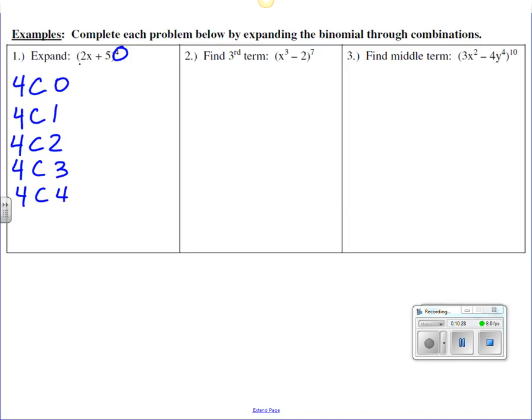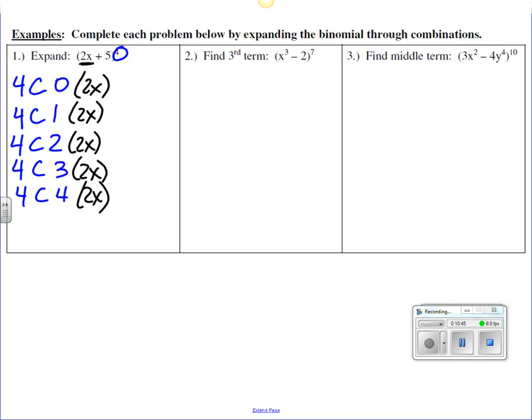Now you take the first thing in the parentheses. So in this case, what's the first thing? 2x, and it goes in parentheses for all of them. That's what you do next.